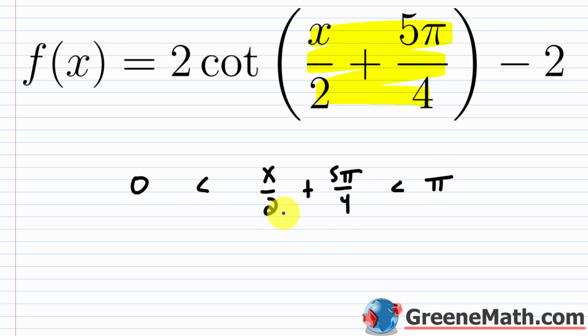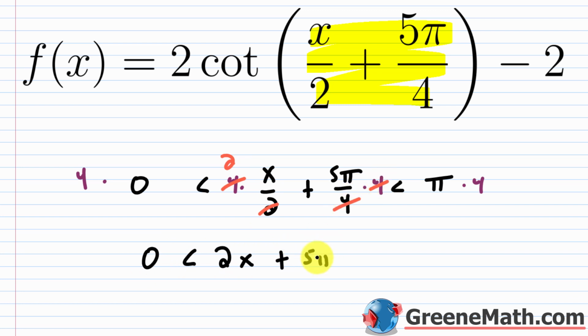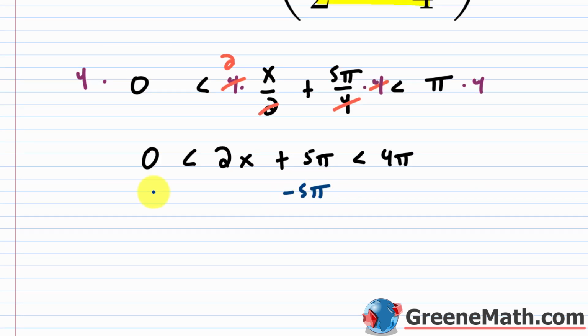So here, the least common denominator would be 4, since you have a denominator of 4 and a denominator of 2. So let's multiply everything by 4, just so we can clear those fractions. And so this right here would cancel with this and give me a 2, and then this would cancel. And so what you have is 0 times 4, which is still 0. That's less than 2 times x is 2x, and then plus, this cancels, so you just have 5 pi, and then this is less than 4 times pi is 4 pi. At this point, I'm going to subtract away 5 pi from each part. And so this right here is going to cancel. So you're going to have 2x is greater than 0 minus 5 pi, which is negative 5 pi, and it's going to be less than 4 pi minus 5 pi, that's negative pi.